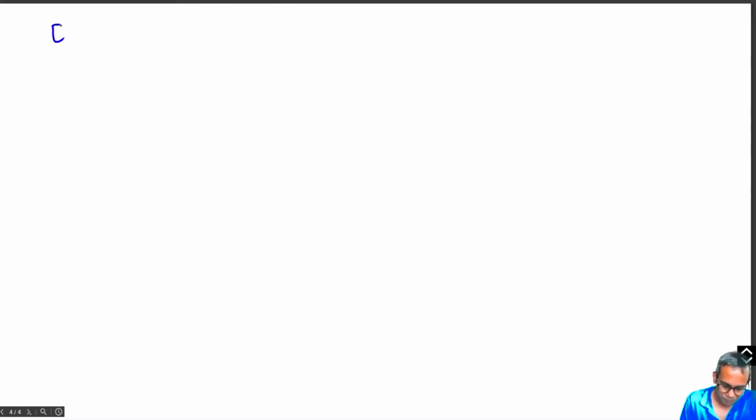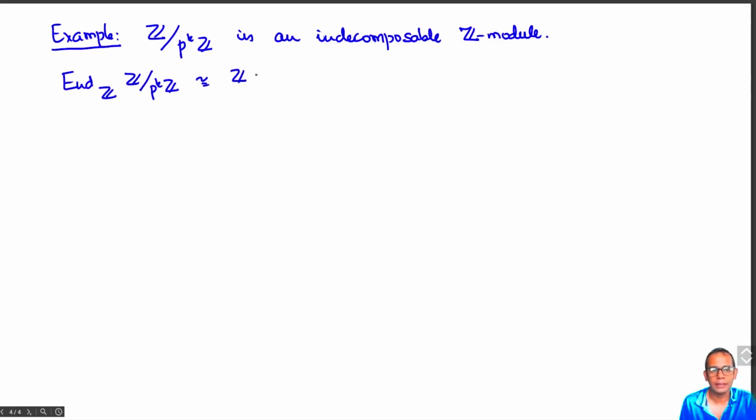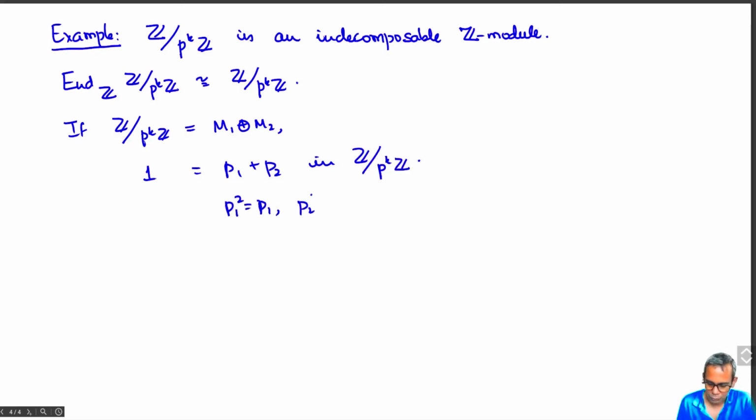Let's look at another example. Z mod p^k Z is an indecomposable Z-module. Again, you show, just as before, that the endomorphism ring of Z mod p^k Z is isomorphic as a ring to Z mod p^k Z. And so if Z mod p^k Z had a decomposition M1 plus M2, and we call P1 and P2 the corresponding projection operators, then we would have 1 equals P1 plus P2 in Z mod p^k Z, where P1 squared is equal to P1 and P2 squared is equal to P2.